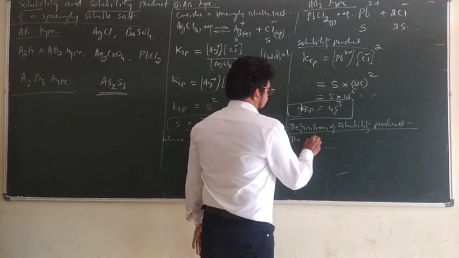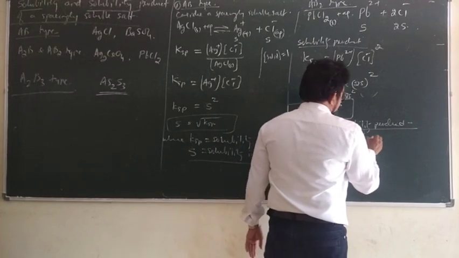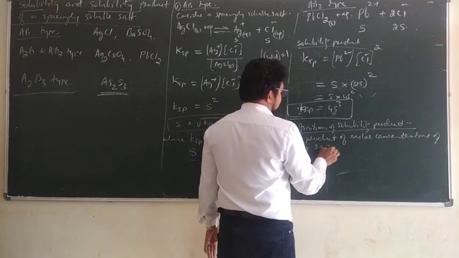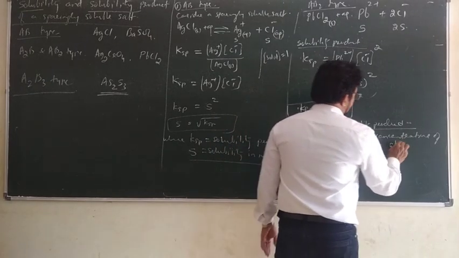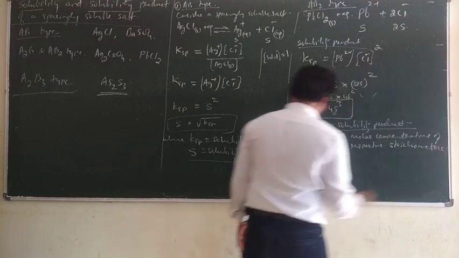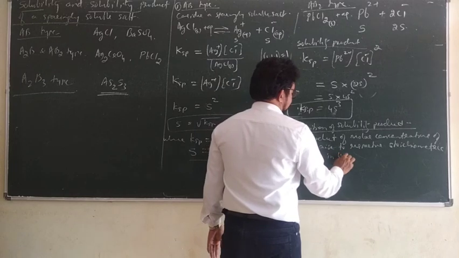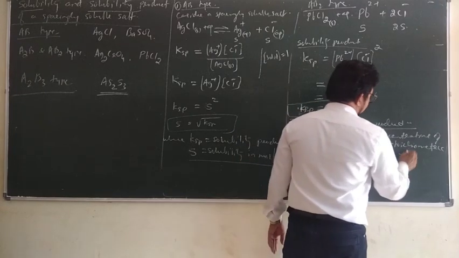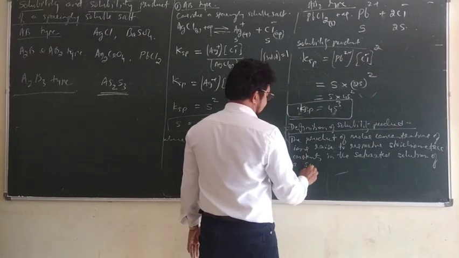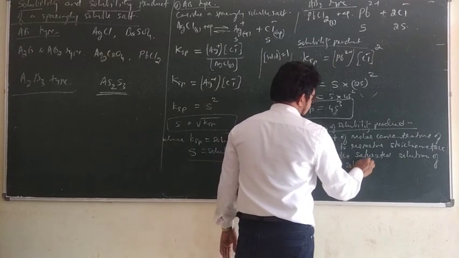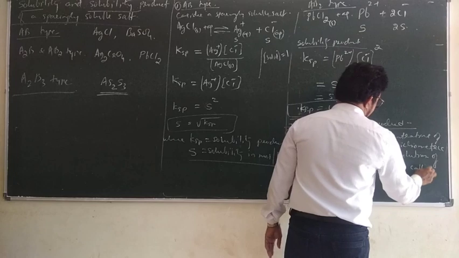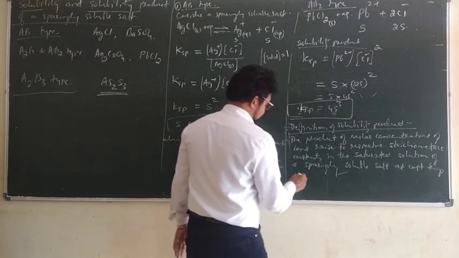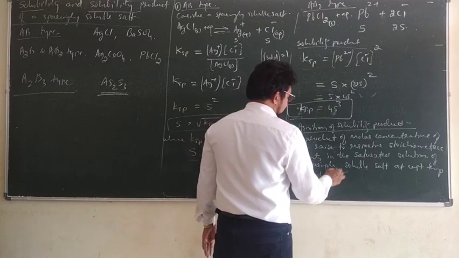The product of molar concentrations of ions raised to respective stoichiometric constants in the saturated solution of a sparingly soluble salt at constant temperature is called solubility product.